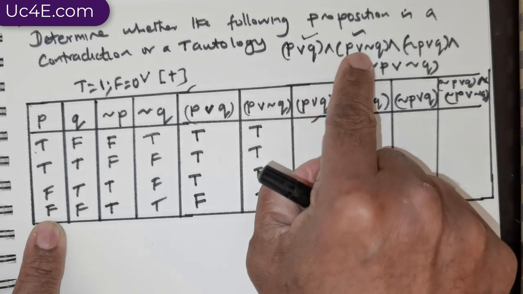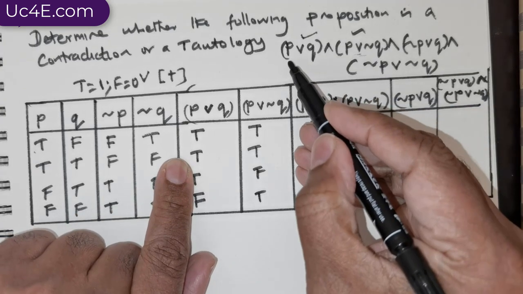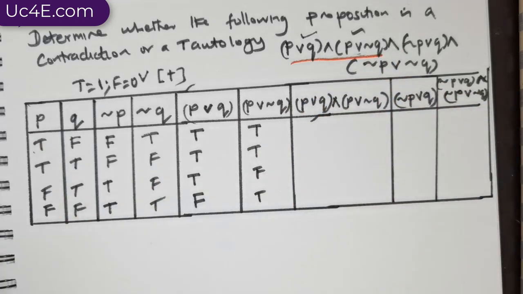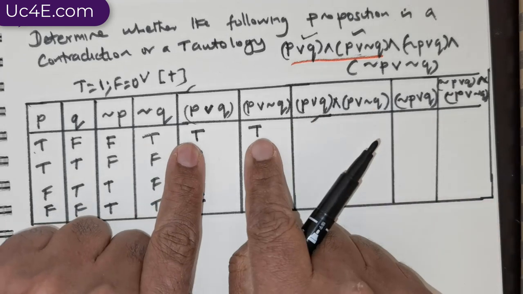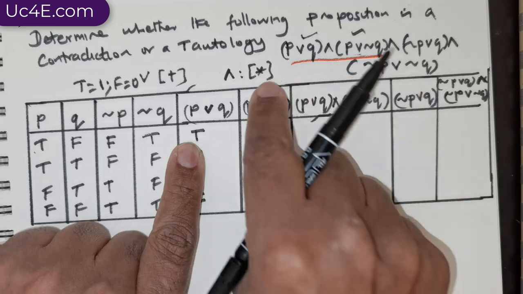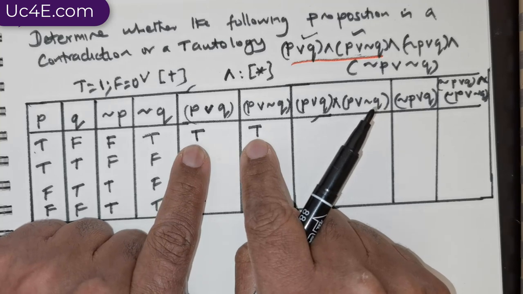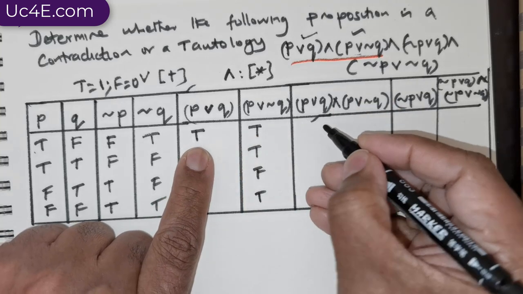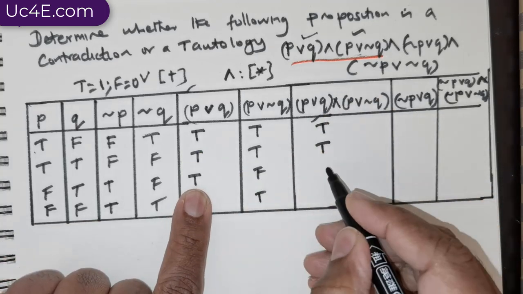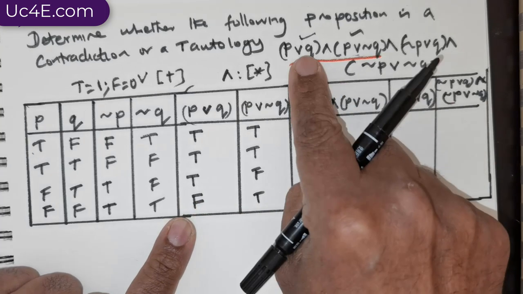Now we need to perform this and this together, which is exactly what I have placed here. This is a conjunction. When we use conjunction, we use the product operator. So T times T: 1 multiplied with 1 will give you 1. 1 multiplied with 1 gives 1. 1 multiplied with 0 gives 0. 0 multiplied with 1 gives 0. That's fine, so this is done.